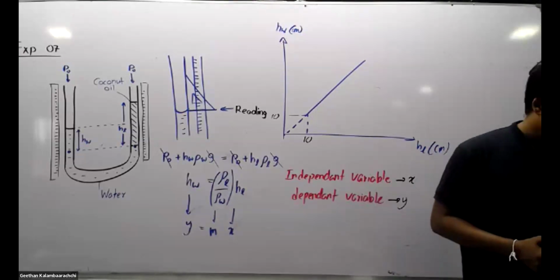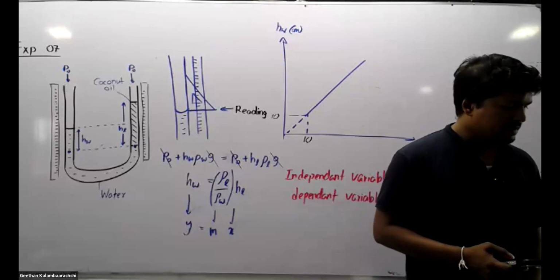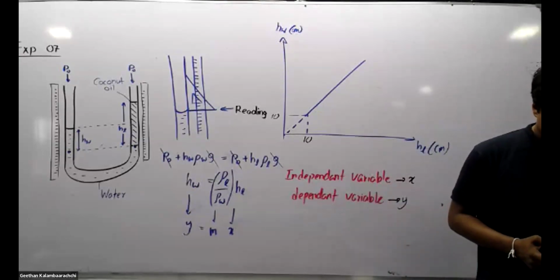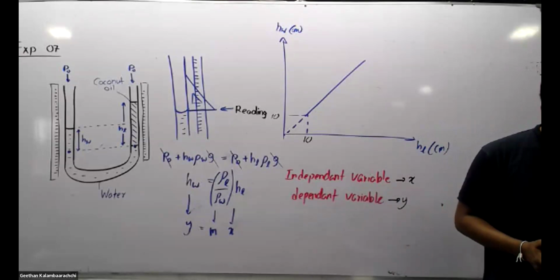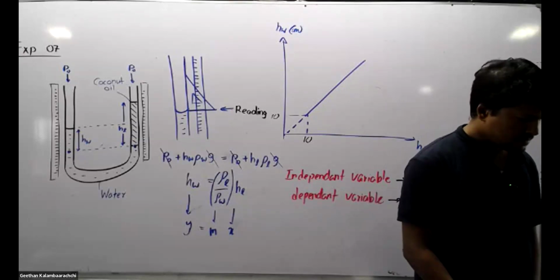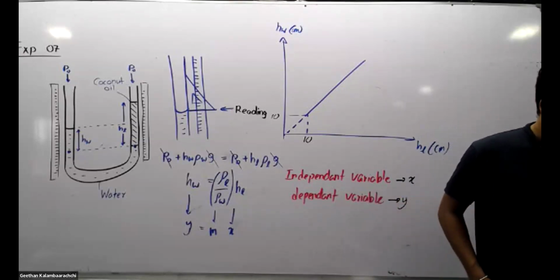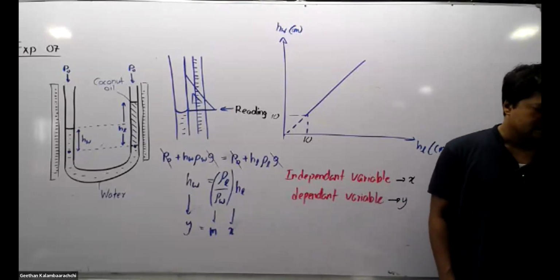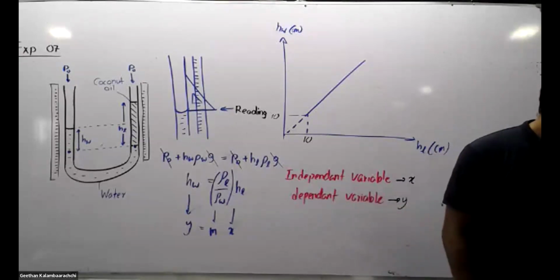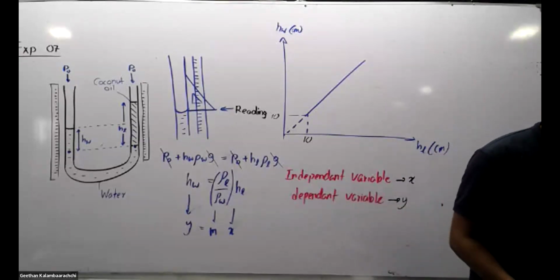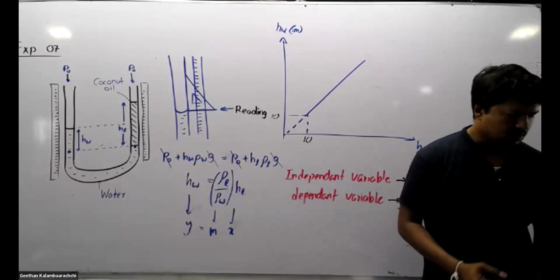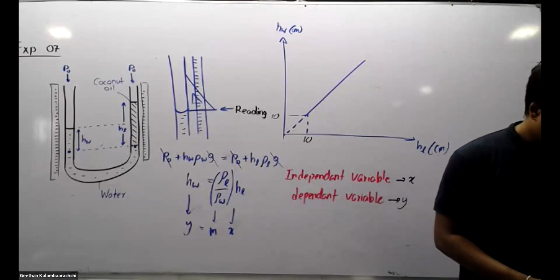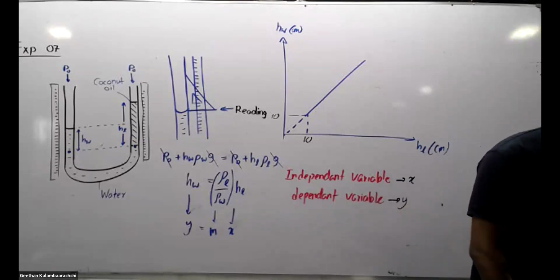Next, the lower end of the meniscus is considered when finding the height of the liquid column.